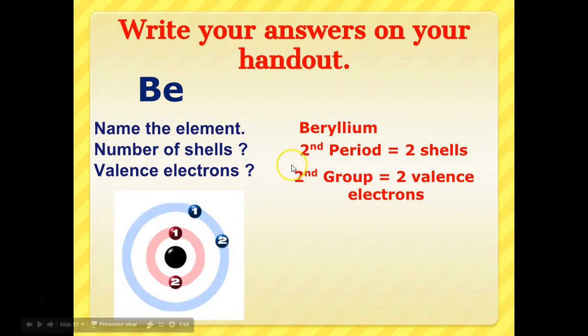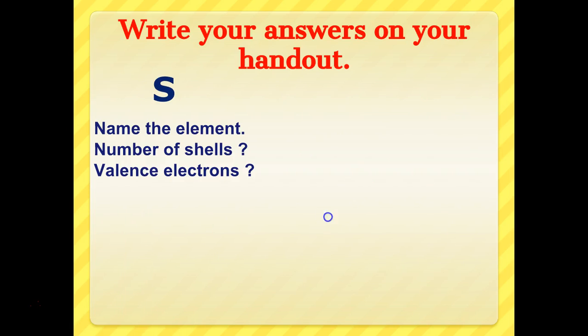So if we think about this element, the inner shell is full, and we say full is always happy. But the outer shell can hold 8. So for beryllium to truly be a happy element, it's got to have 6 more electrons. It's going to get those electrons by bonding with other elements that have extra ones to give. We'll talk about that in our next assignment.